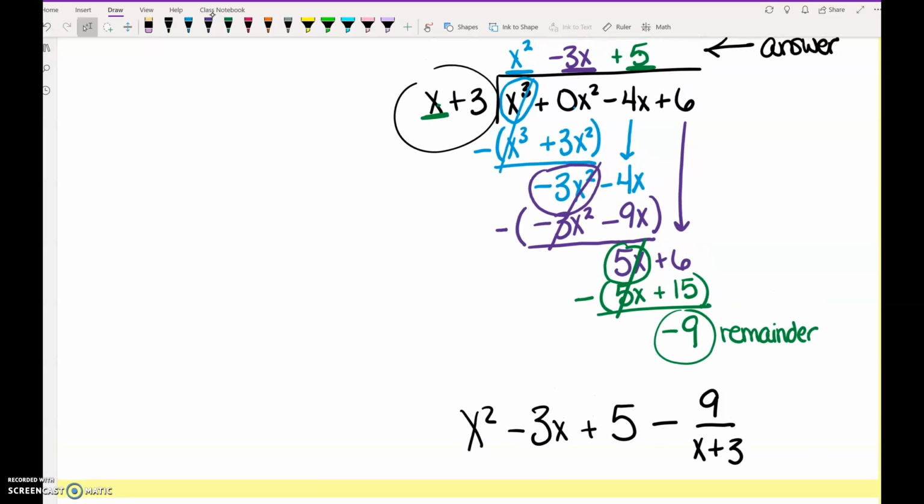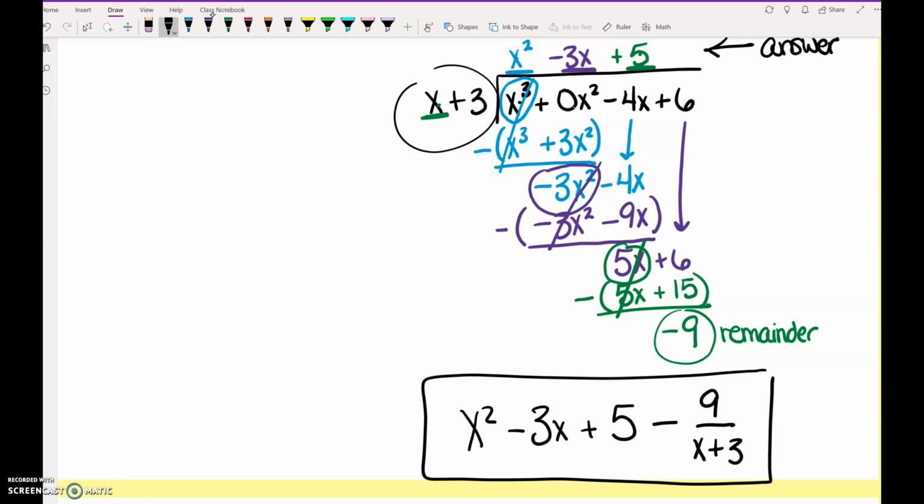Okay, now what does this mean? If I took this and multiplied it times x plus 3, I would end up getting x to the third plus 0x squared minus 4x plus 6. We just undid the multiplication. Sometimes it'll work out perfectly with no remainder. Sometimes there will be a remainder.